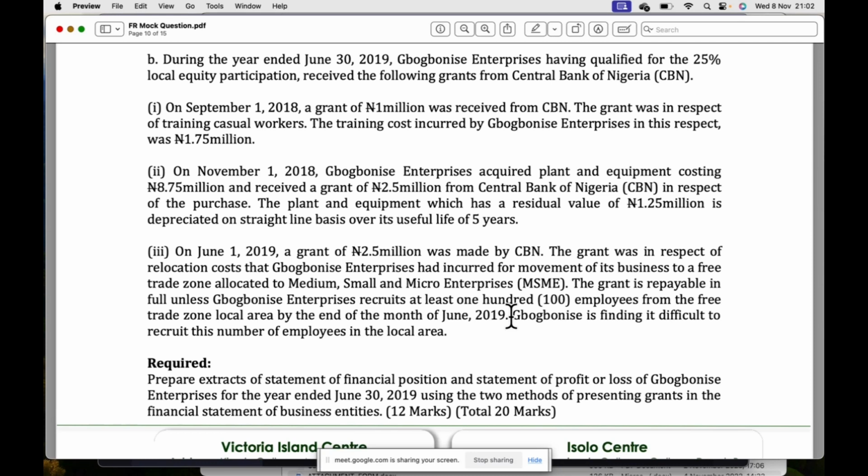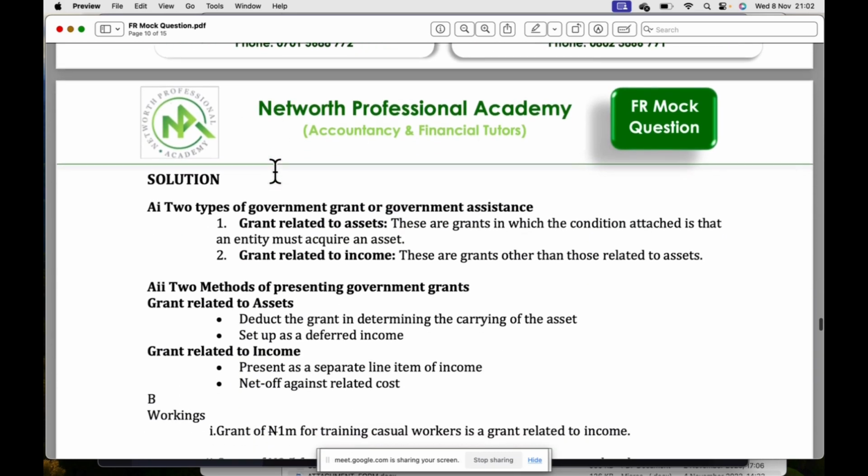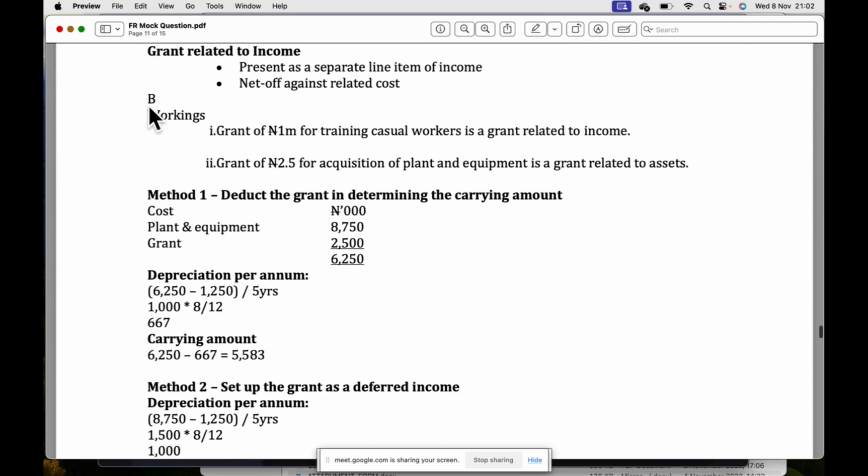Okay, so now let's look at how we deal with this. In the exam, you deal with this systematically. So let me show you the way I presented this first one in my workings. I just wrote that the grant of 1 million for training of casual workers is a grant related to income. When I'm preparing my statement of profit or loss, it's not difficult to present. It doesn't require any working, so I left that one there.